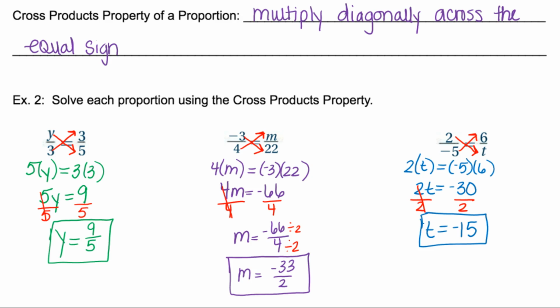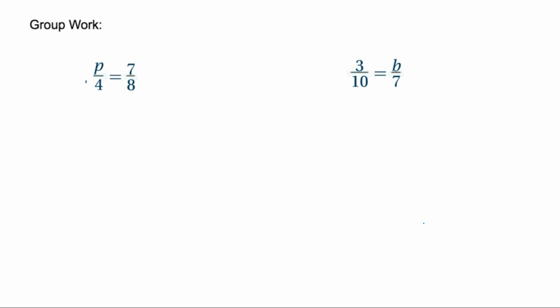Okay, I'm going to put up 2 problems for you and your group to complete in the group work portion, and I'll pause while you guys do that. Okay, here's the 2 problems for you guys to complete. P over 4 equals 7 over 8, and 3 over 10 equals B over 7. All right, let's go ahead and look at the answers to these 2.